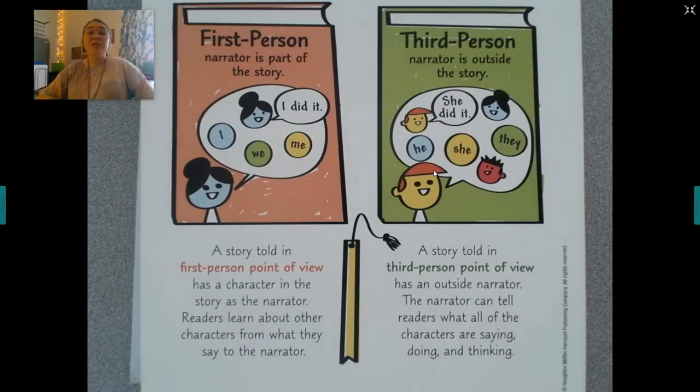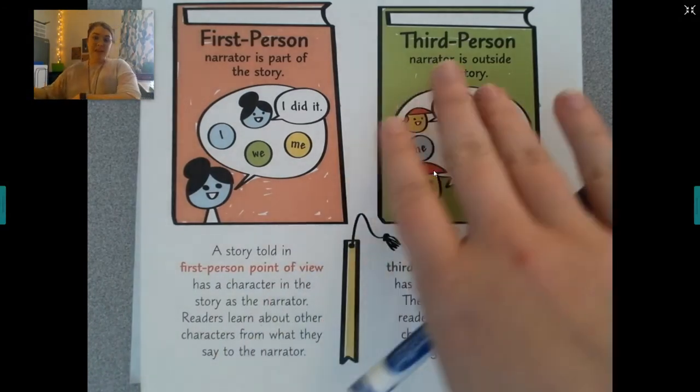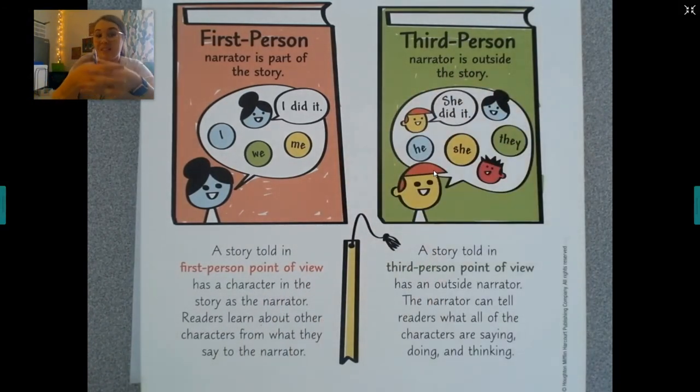Or if I was to watch you guys playing on the playground, I wouldn't really know what was going on, but I could just say, oh, I see Jimmy and Susie playing on the playground. They seem like they're having fun. They're playing on the swings. They're having a conversation. That would be like third person. Now, I'm not playing with you guys. I'm on the outside and I'm watching you play and I'm telling another teacher about what you guys are doing.